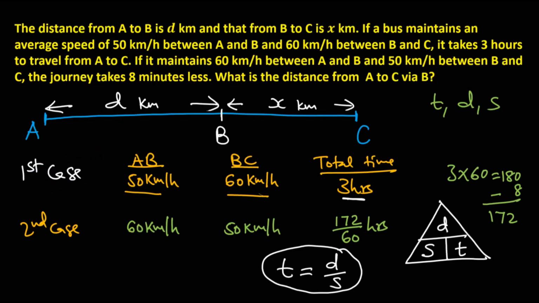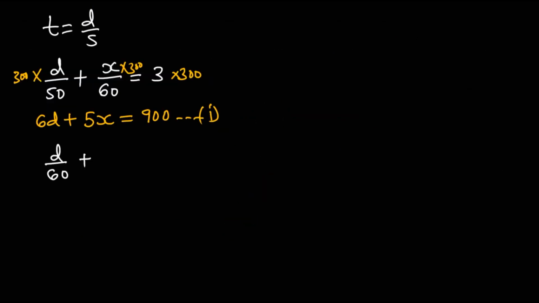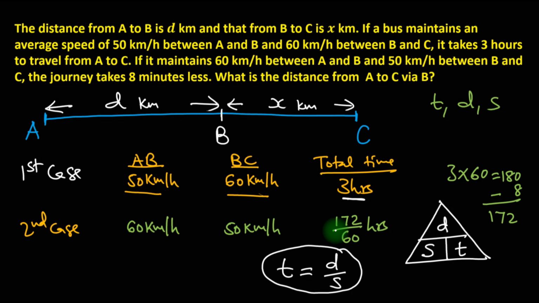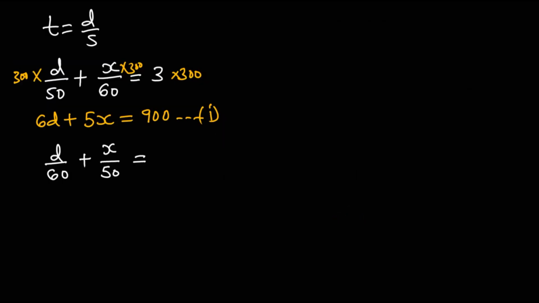Then from B to C, speed is 50 km/h, so the time taken will be distance over speed, which is x over 50. This will give us the total time taken as 172 over 60 in hours, so it will be equal to 172 over 60.